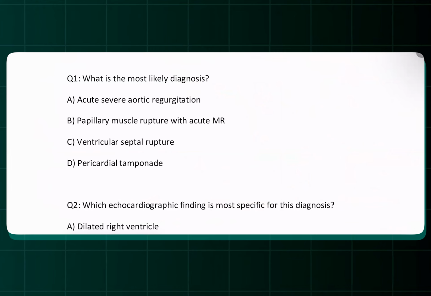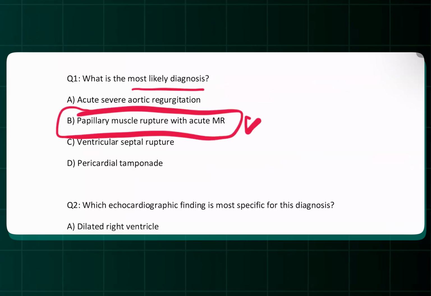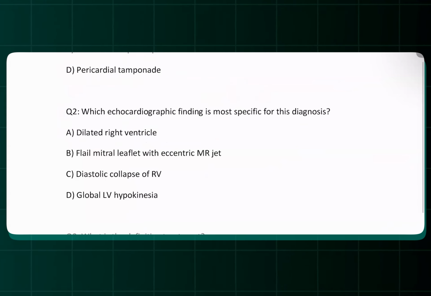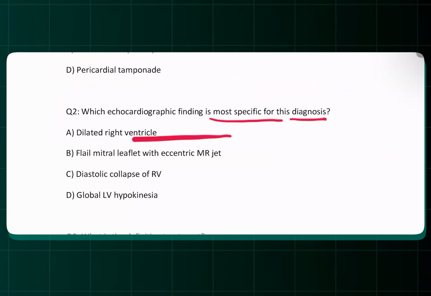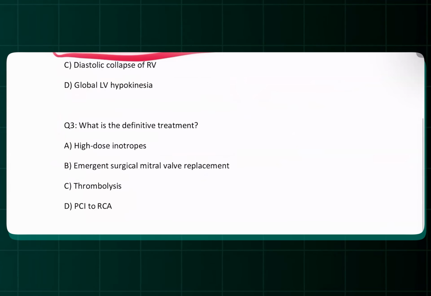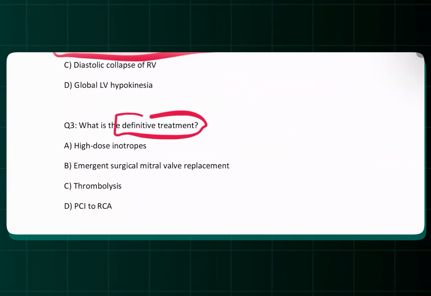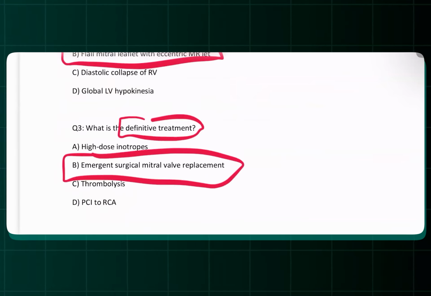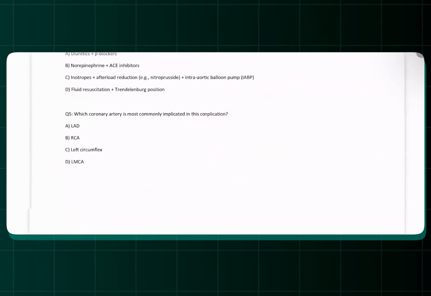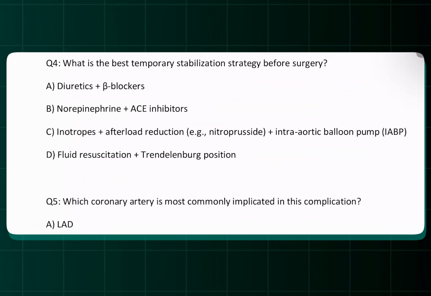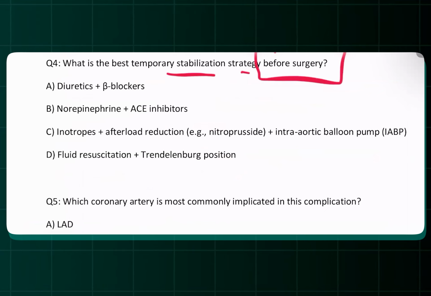I've created a few MCQs for you. What is the most likely diagnosis? Papillary muscle rupture with acute MR. All right. Which echocardiography finding is most specific for this diagnosis? Flail mitral leaflet with MR. Great. What is the definitive treatment? Urgent surgical management. Definitive means end. What is the best temporary stabilization strategy before surgery?